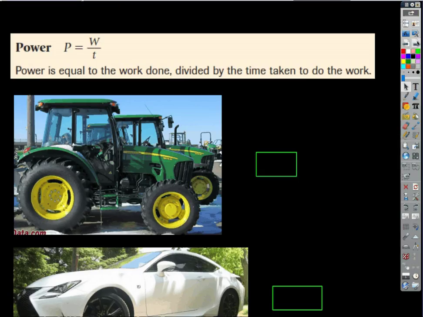Moving on though, let's talk about a couple more things. We mentioned this right before the break, and a lot of people were gone, just in case not everybody was here when we talked about this. Power is what we define as the rate at which work is done, right? So it's work divided by time. The amount of work done divided by the time taken to do that work.